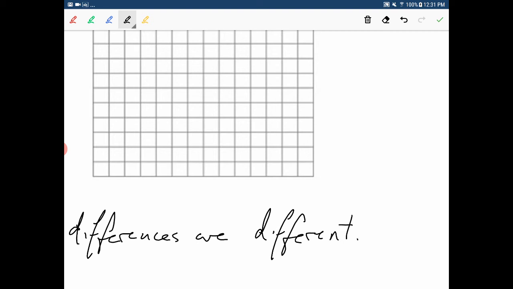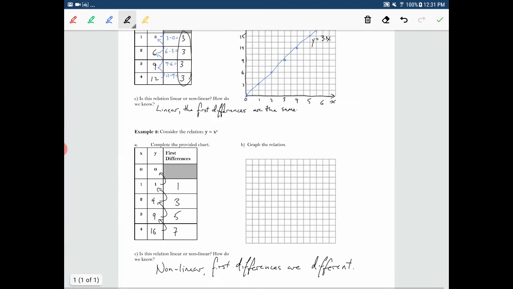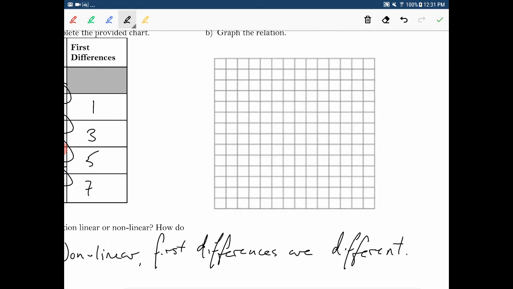So, they're all different. Now, technically, if one of them was different and the rest were the same, this would also mean it's not linear. However, it is also a good indication that you probably made a mistake on that one, so I would double check that. But if you're 100% certain, as long as one of them is different, it is not linear.